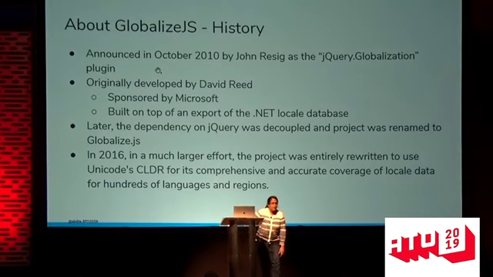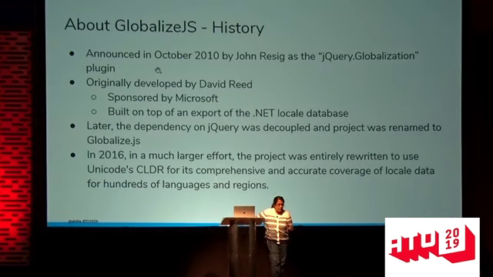And then Microsoft adopted and extended it, with a developer from Microsoft, David Reed, who took it and built on top for .NET locale support. And then later it was decoupled from jQuery because jQuery got less and less popular, and other JavaScript frameworks and applications became more popular. And the project was renamed to GlobalizeJS, right? So that's a little bit about the history.